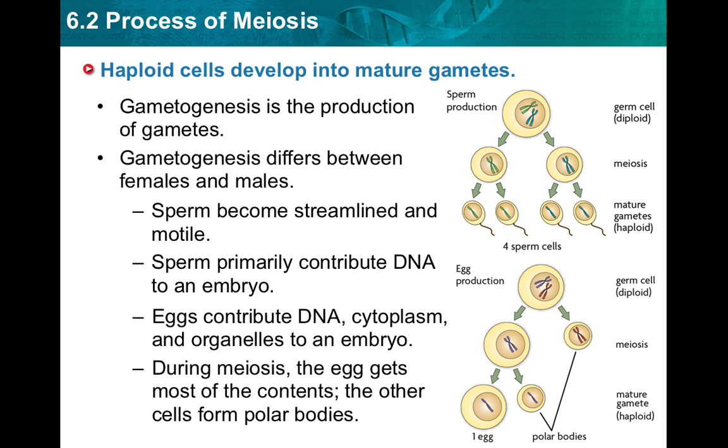Let me get a better definition for that. So here, the other cells produced by meiosis become polar bodies. Polar bodies are cells with little more than DNA that are eventually broken down. In many species, including humans, the polar body produced by meiosis 1 does not go through meiosis 2.